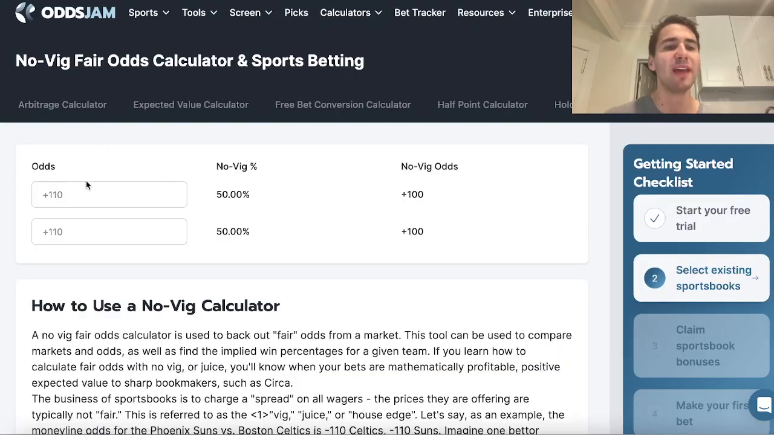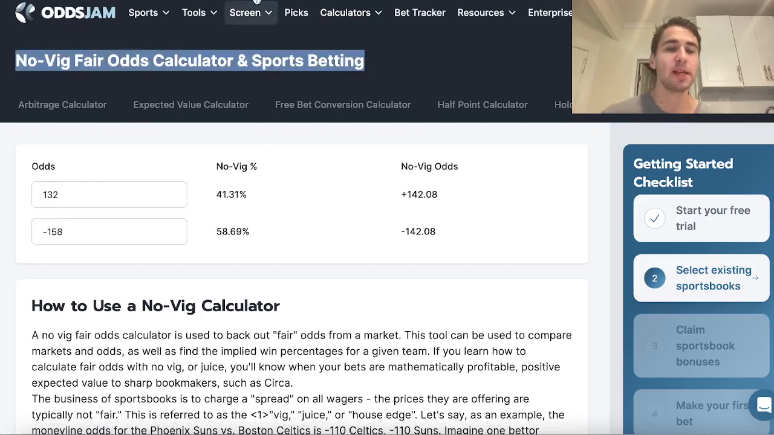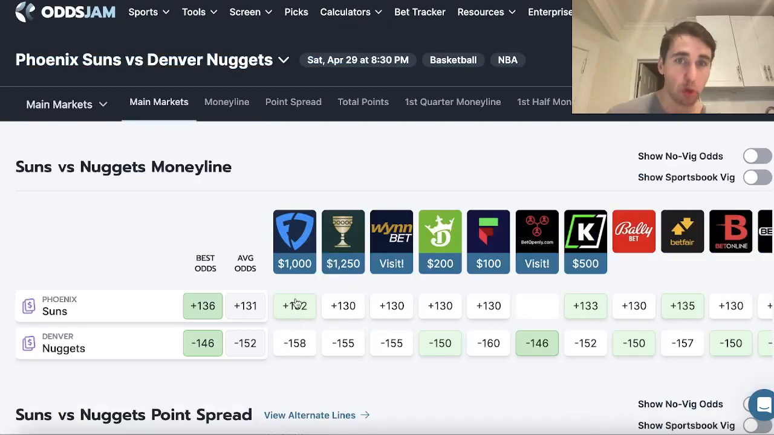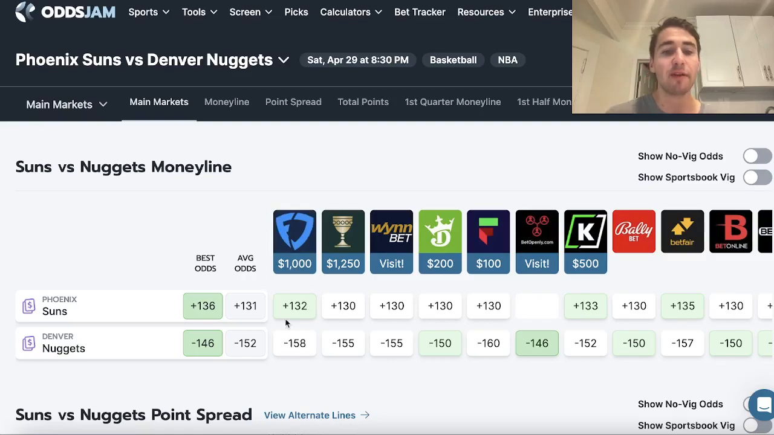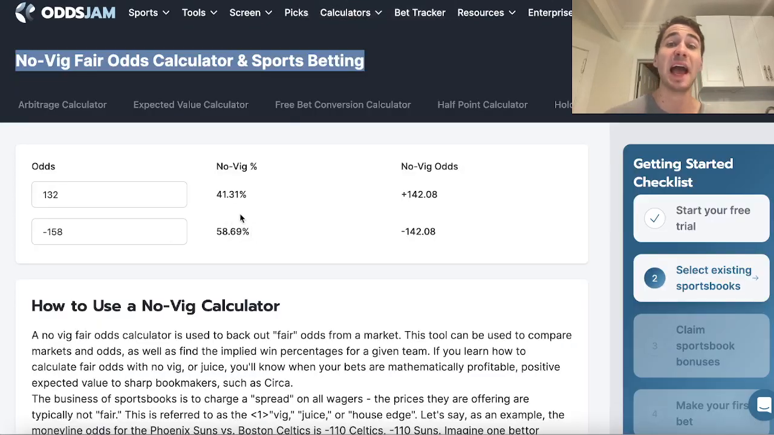And you can quantify that mathematically with a no-vig odds calculator, right? What this calculator does is it takes a sportsbook's market and then tells you the win probability for the favored team and the non-favored team. So we know the Nuggets are favored. They're minus 158 on FanDuel, so we know they're over 50% to win. But what is the exact probability?